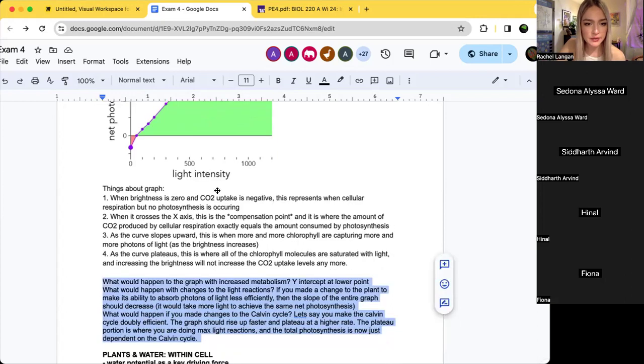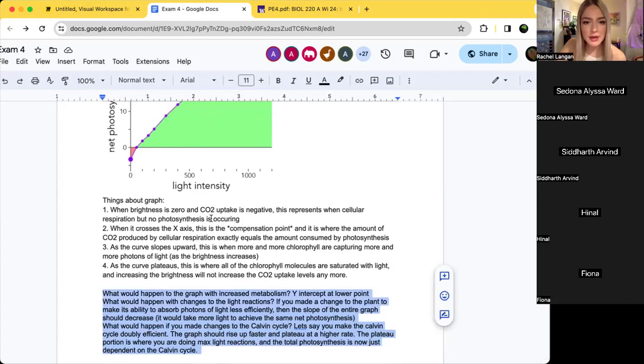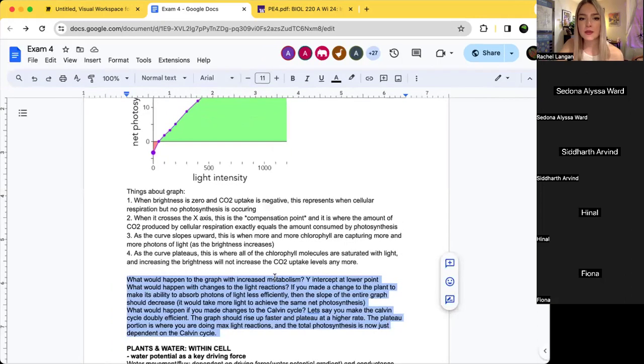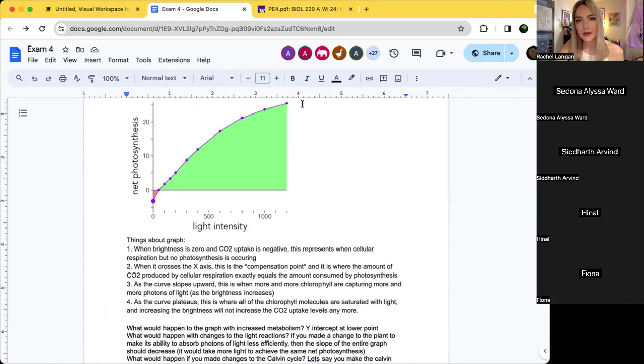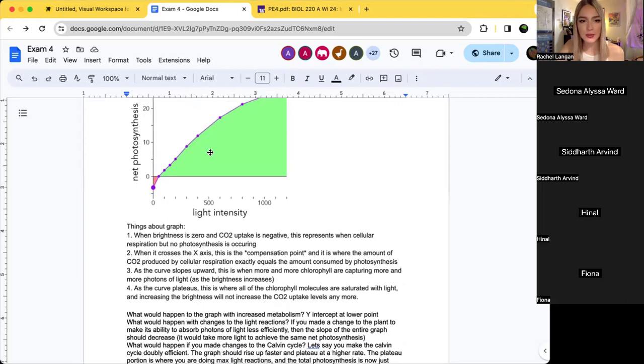Some of the things we've done in the past is say, what would happen to the graph with increased metabolism? You should know metabolism is cellular respiration. So increased metabolism would mean more cellular respiration. You would draw a deeper negative, so the y-intercept should go down. Then it should increase at the same rate and end up plateauing at the same spot.